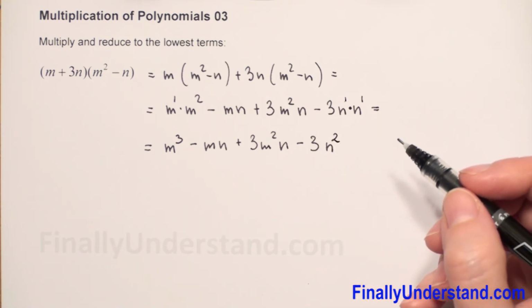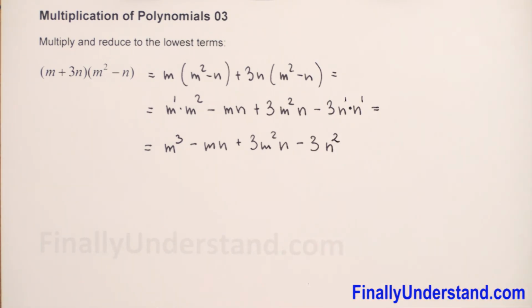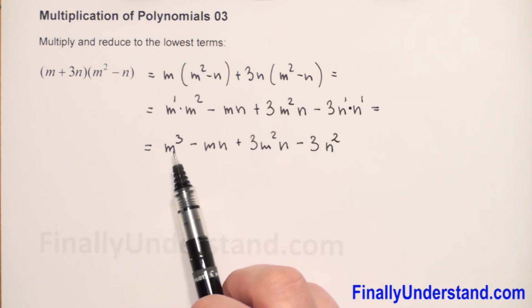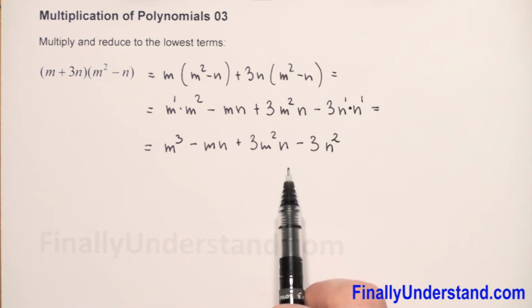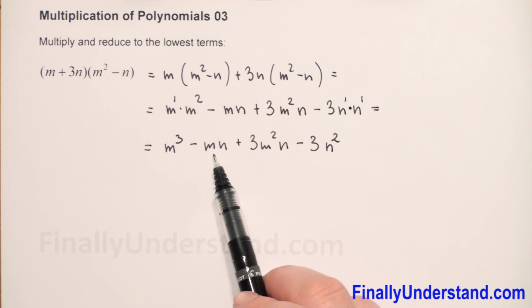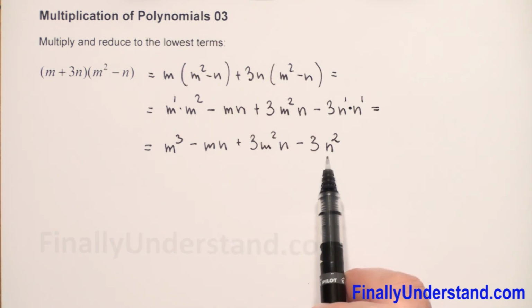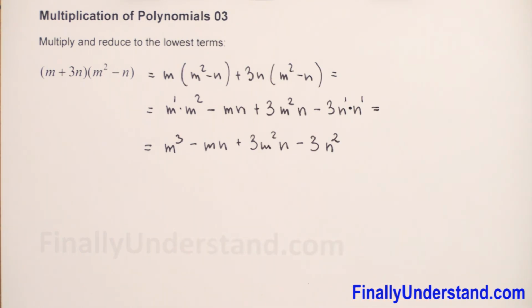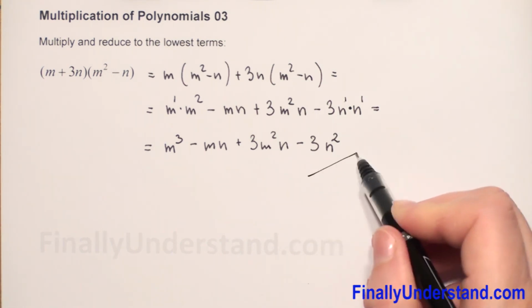Next we have to check if we have like terms. In this example we have m to third power, m squared n, and n squared, so every term is different. So we cannot do here anything. This is my solution.